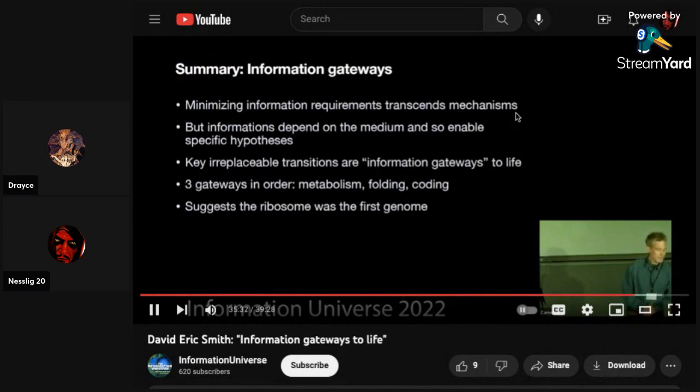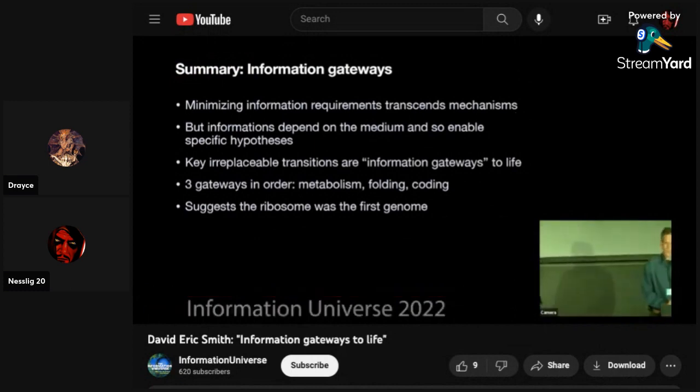So our summary: minimizing information requirements is a real principle that we can get from counting and that transcends many mechanisms and our lack of knowledge.